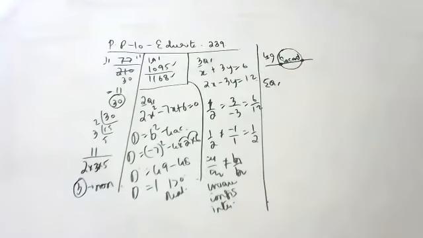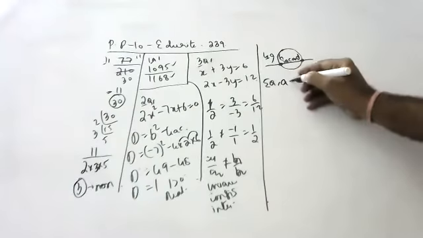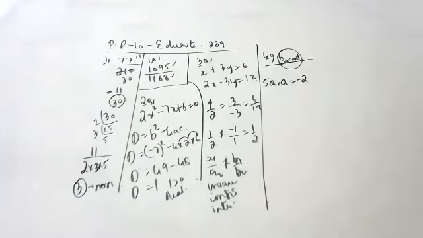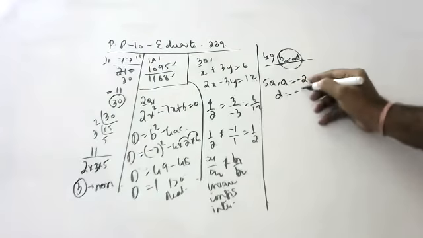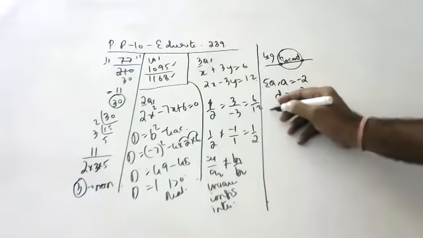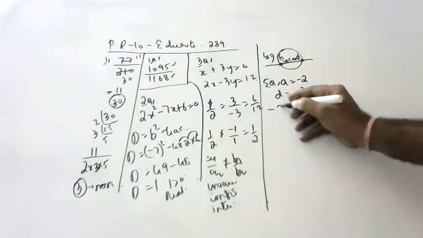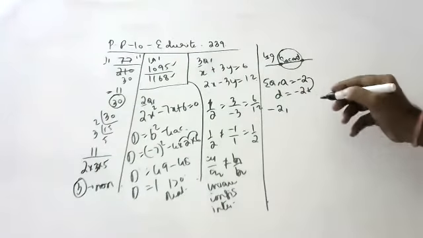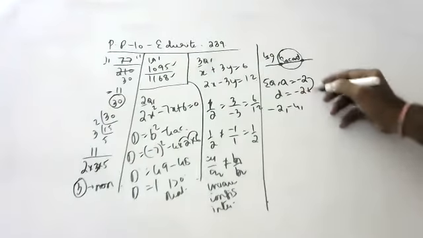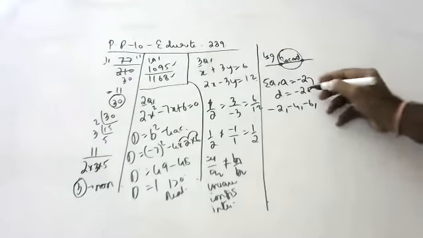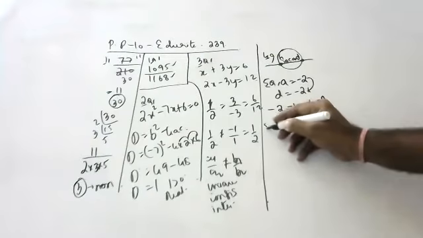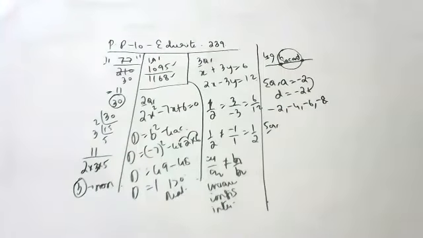Fifth question, children. Find the first four terms of the AP whose first term a is minus 2 and the common difference is also minus 2. First four terms: the first is minus 2, then minus 2 plus minus 2 is minus 4, then minus 6, then minus 8. Those are the first four terms of the AP, children.